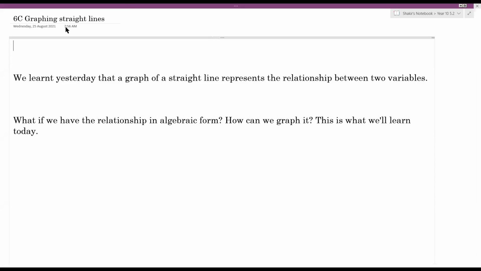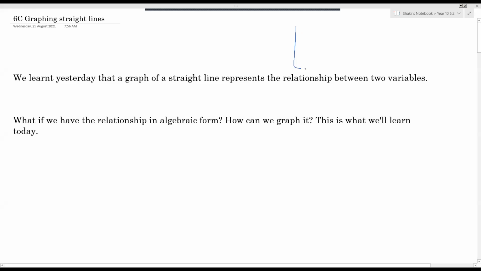So let me just pull out my pen. If you have a straight line graph, this might be time in years, and that might be your height in centimeters, for example. That might be T, that might be H, and you have a line. Now, a straight line represents a relationship between time and height. So we did this yesterday.